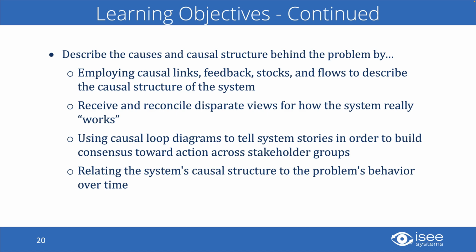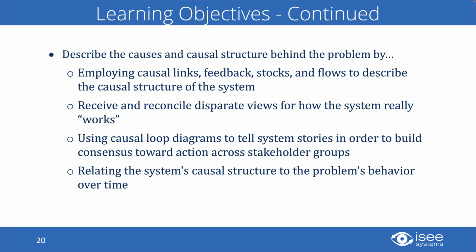Continued learning objectives are employing causal links, feedback, stocks, flows to describe the causal structure of the system. Receive and reconcile disparate views for how the system really works. And again, this is really that emphasis on the stakeholders and seeing things from multiple perspectives. Using causal loop diagrams to tell a system story.